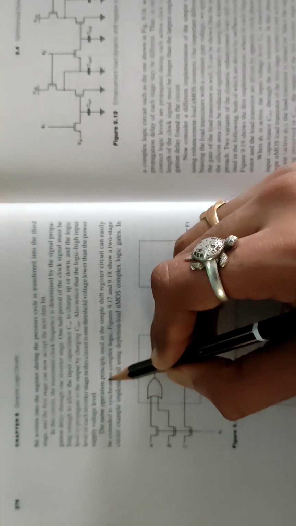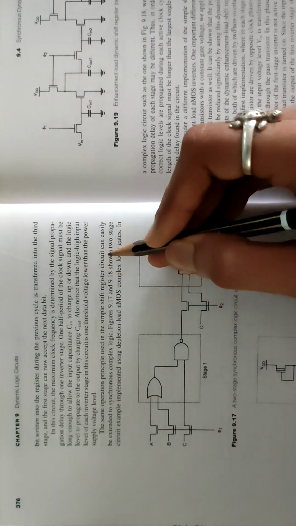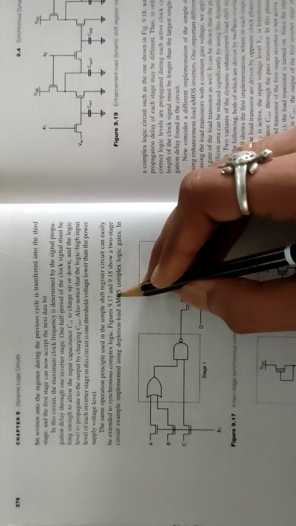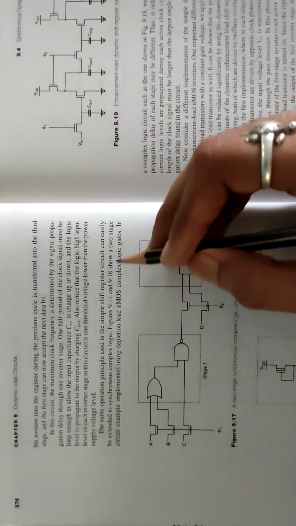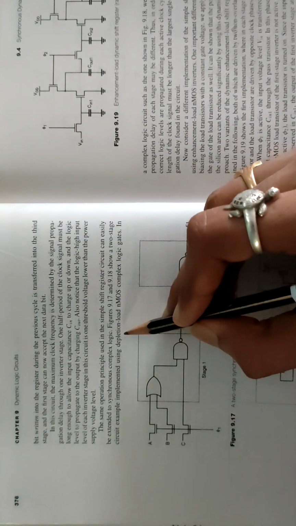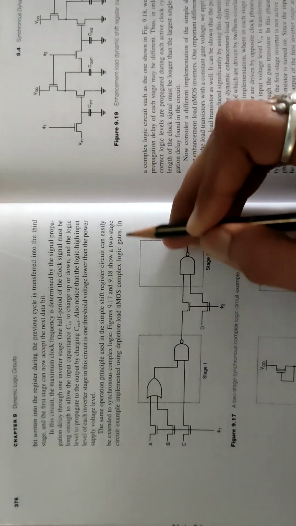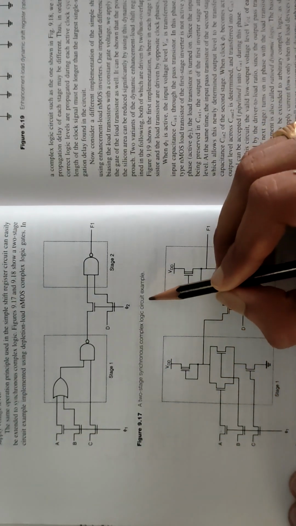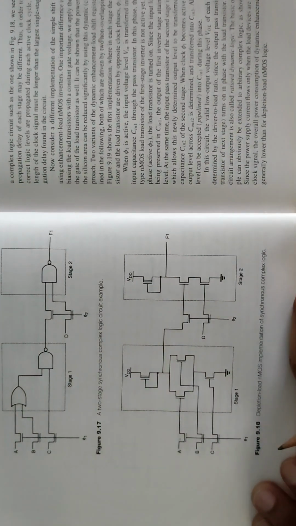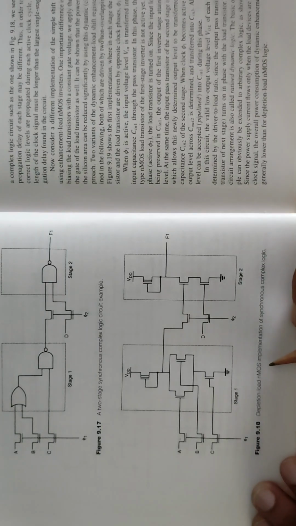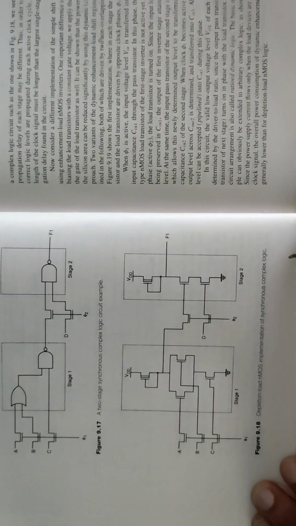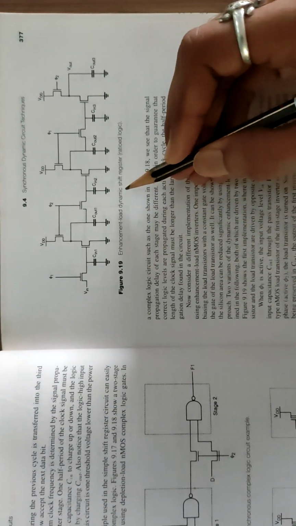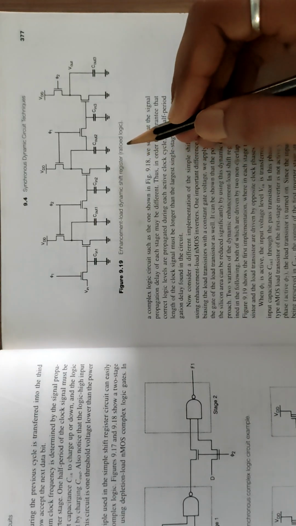The same operation principle used in the simple shift register circuit can easily be extended to synchronous complex logic. Figures show a two-stage circuit example implemented using depletion load NMOS complex logic gates. Figure: a two-stage synchronous complex logic circuit example. Figure: depletion load NMOS implementation of synchronous complex logic. Figure: enhancement load dynamic shift register, ratioed logic.